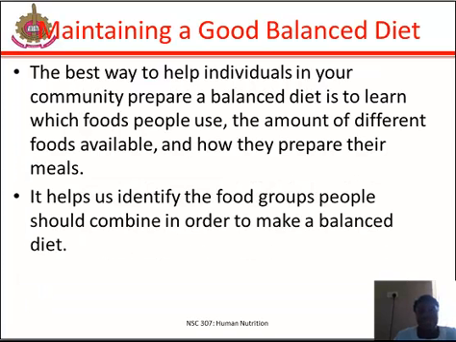How can we maintain a good balanced diet? The best way is to help individuals in your community to prepare a balanced diet by learning which food people use, the amount of different foods available, and how they prepare their meals. Then you can decide if people need further support or information to improve the balance of things they eat. It helps us identify the food groups people should combine in order to make a balanced diet.